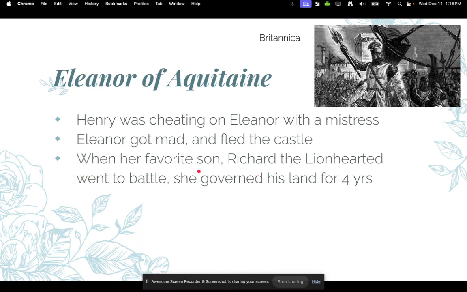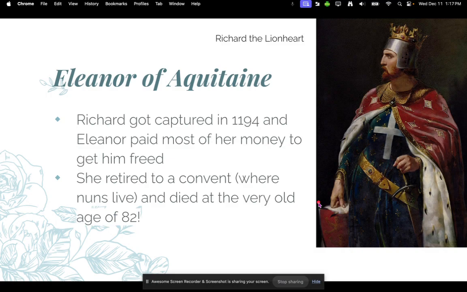For example, one of her sons, and probably one of the most famous people in Western Europe history during the Middle Ages, was this dude named Richard the Lionhearted, who's this dude right up here. So that was her son. And when he went into battle, he actually left the governing of the land to her. So she governed Richard the Lionhearted's land for 4 years while he was off at war. So Richard the Lionhearted got captured in 1194, and Eleanor took it upon herself, and she actually paid most of the ransom money in order to get him freed.